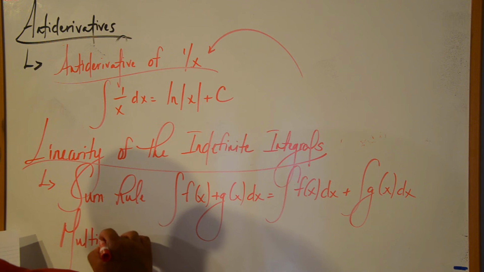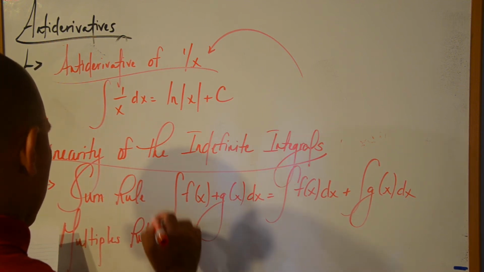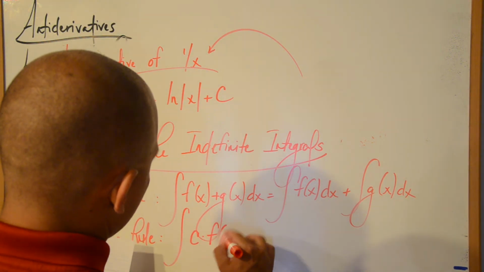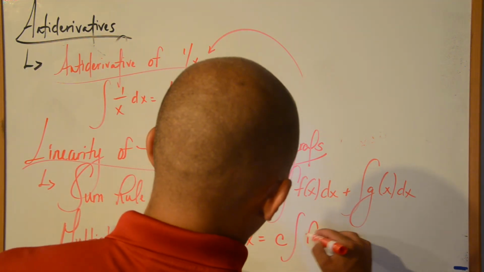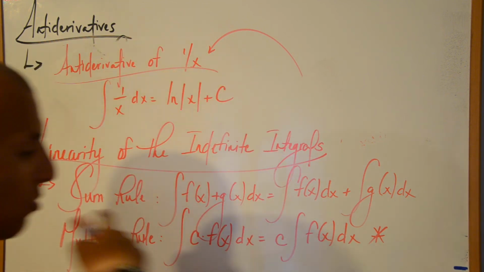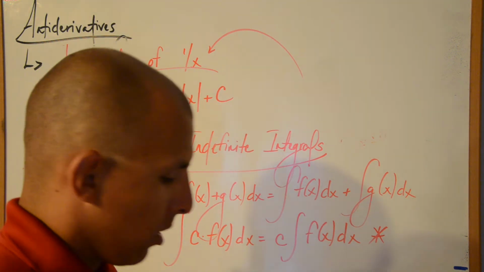And if we have the multiple rule, this means that we are multiplying the function by some scalar value, which we can once again remove. This is probably the most convenient at times when you get deep into integration.